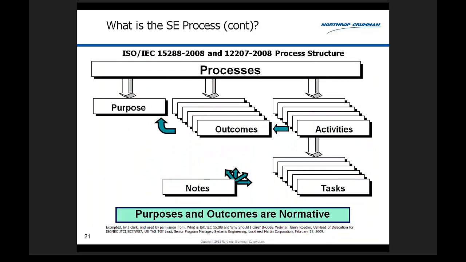Okay, so slide 21 is, how are the books organized and how are the processes organized? Well, in 15288 and 12207, there's a set of processes. Each one has a purpose, and each process has a set of outcomes, and there are activities associated with each outcome, and each activity has a set of tasks. And then there are notes that apply to all the above. In order to be normative or claim compliance with 15288 or 12207, you have to satisfy all the purposes and all the outcomes. That's the structure of both. That's why they've been harmonized, so they can both be used together in the same project.